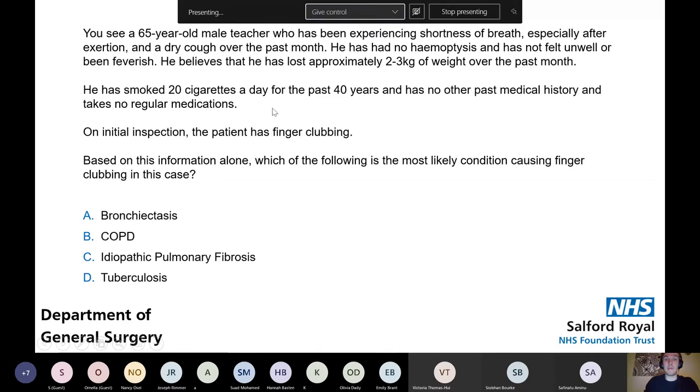TB, your typical TB history, it's a patient who has fevers, weight loss, night sweats, chronic history. There's a few things that go that way in this question, but there's too much going against the diagnosis of TB. He's not feeling unwell. He's not feverish. He's not coughing up blood. Again, it's not entirely impossible that this guy could have something like TB, but there is a better unifying diagnosis for this stem. So IPF is the right answer.